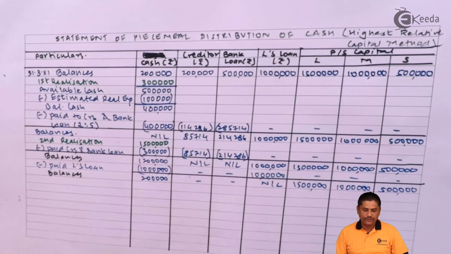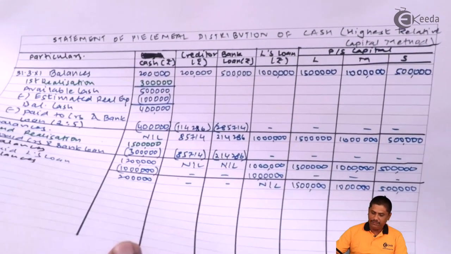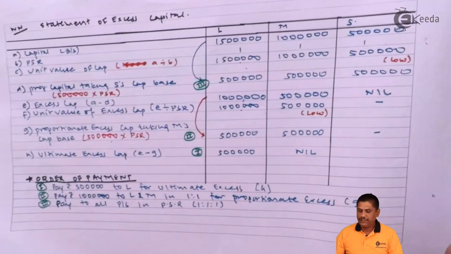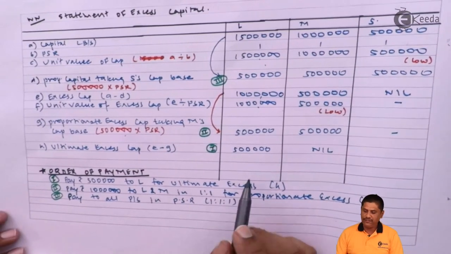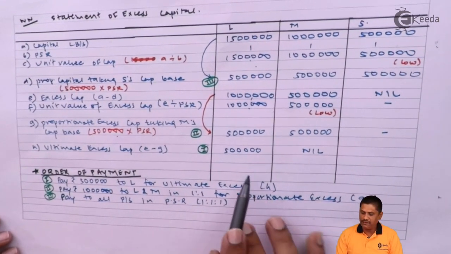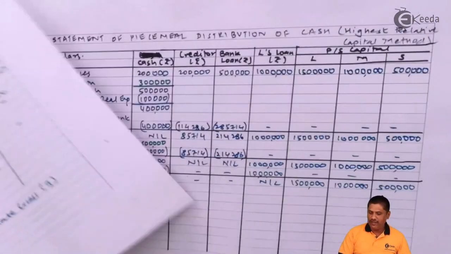Now, here I need to decide which partner should be paid first. That is important for me to decide, and for that we have already prepared one statement of excess capital, if you remember. This statement we have prepared and we decided that firstly we will pay L for his ultimate excess, that is line number H. That means isko pay karna hai, 5 lakhs rupees ko. But do I have 5 lakhs rupees with me?